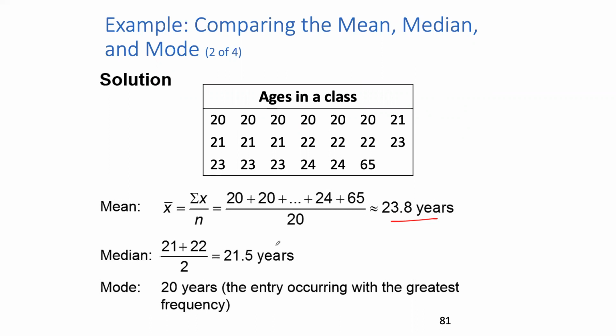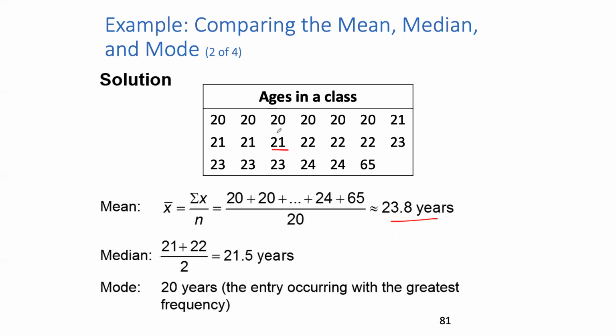Now, what about the median? Look at this: there are 20 entries in the data set, so there's an even number of entries. There's not going to be a single middle entry, so I have to find the middle two entries in the data set and average them. The middle is going to be between the 10th and 11th. If I go in order, it's 1, 2, 3, 4, 5, 6, 7, this is the 8th entry, 9th, 10th. This is the 10th entry.